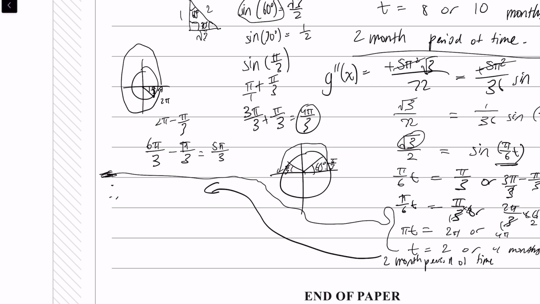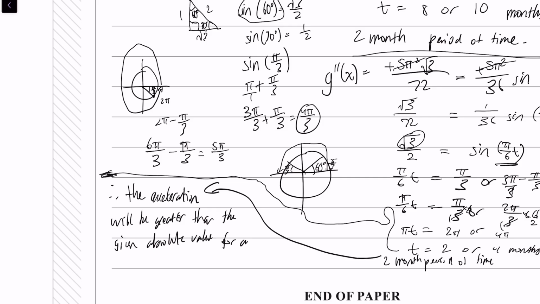Therefore, the acceleration will be greater than the given absolute value for a total of 2 plus 2 equals 4 months in a year.